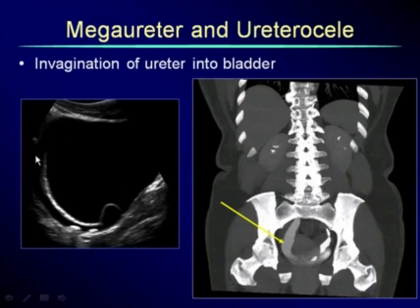Here's another kind of a case where you have that dilated ureter. There's the little ureterocele bulging into the bladder. As we see here on CT, there's the ureterocele extending into the urinary bladder.